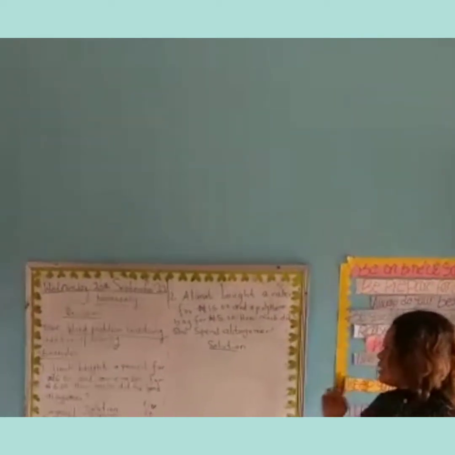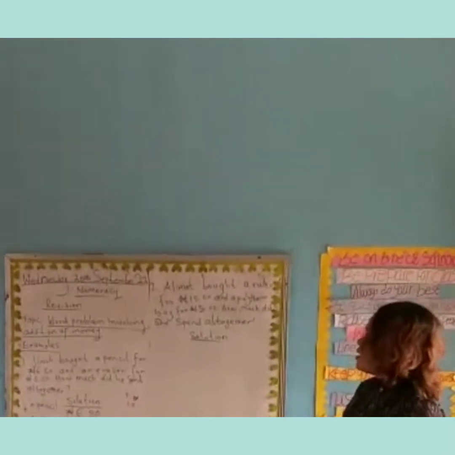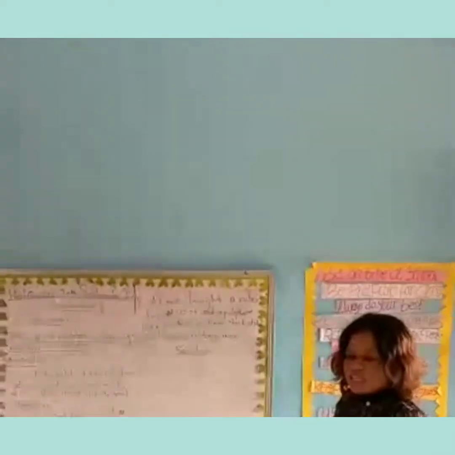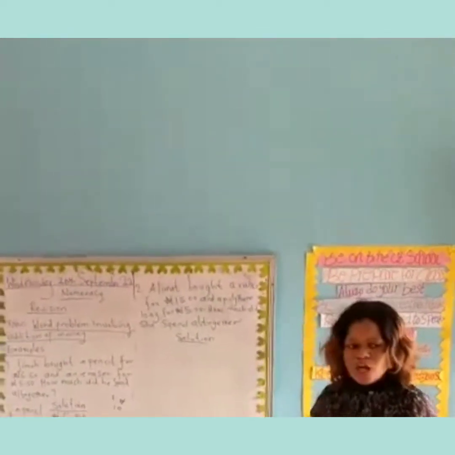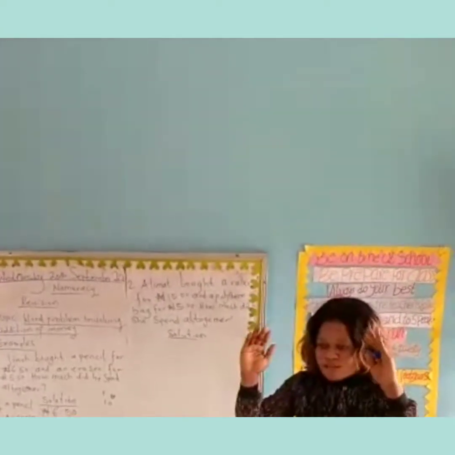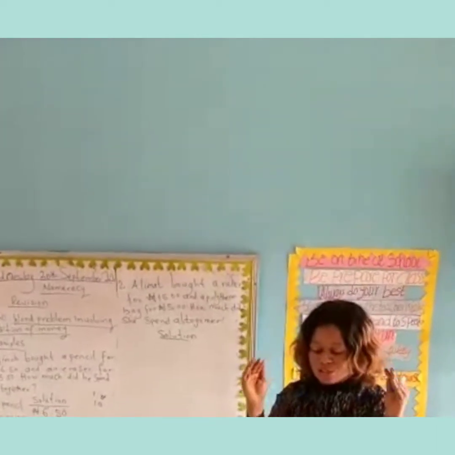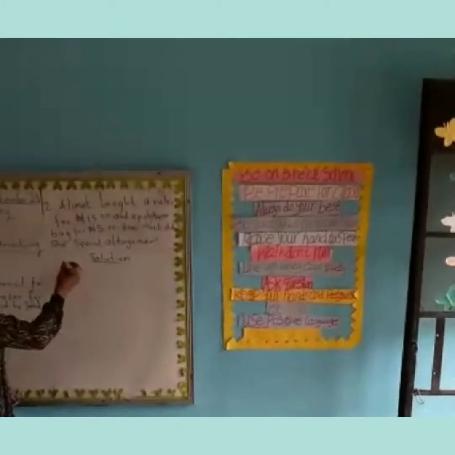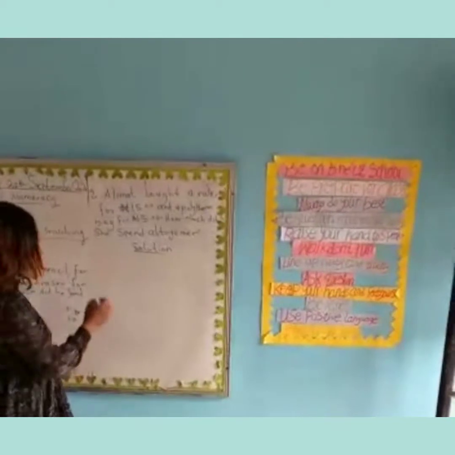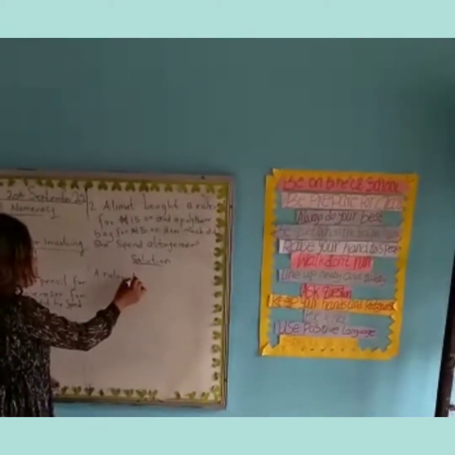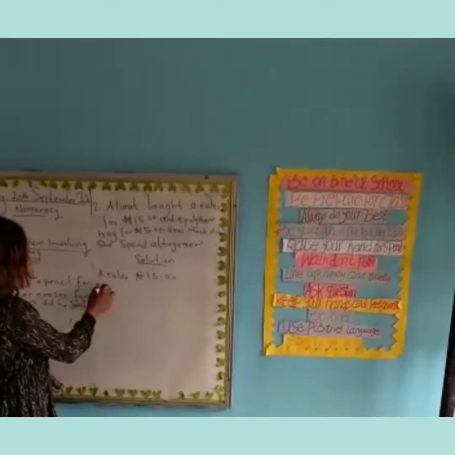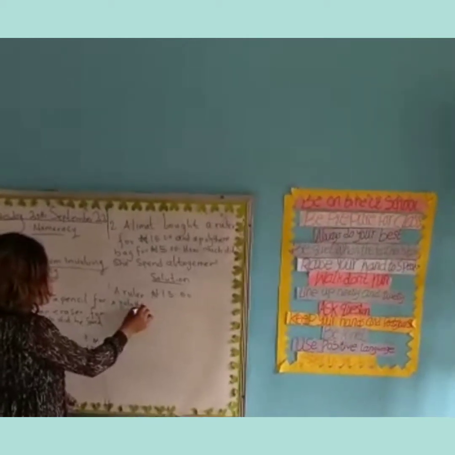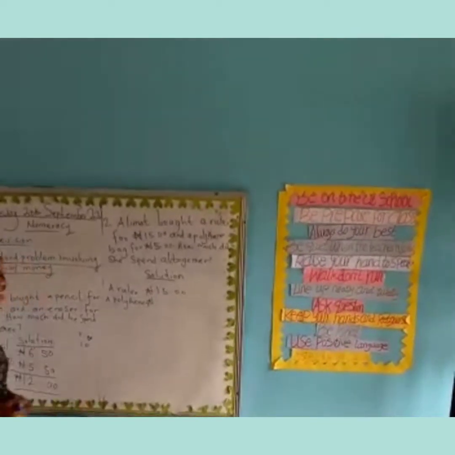Now, in this number 2, they said Alimat bought a ruler for 15 naira and a polythene bag for 5 naira. The sentence ended here. Now the question is, how much did she spend altogether? When you say altogether, you're counting together, right? Addition. When you see altogether, count everything together. Now, we provide a solution here. First of all, the first thing the person bought is a ruler, for 15 naira. The second thing the person bought is a polythene bag for 5 naira, isn't it?